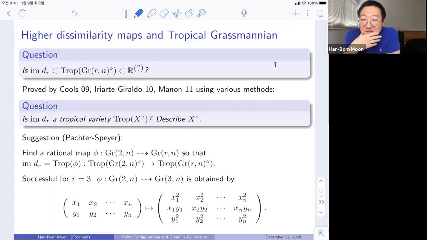On the chat, there was one question. Is it not surprising that the Pachter-Speyer theorem is not symmetric with respect to interchanging R and N minus R? Yeah, I know the proof, and indeed the result of the theorem is not true when R is larger than N plus 1 over 2. But it is really an interesting question to understand why. So let's come back to this question later.